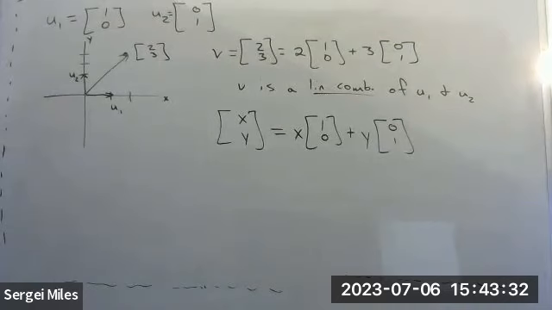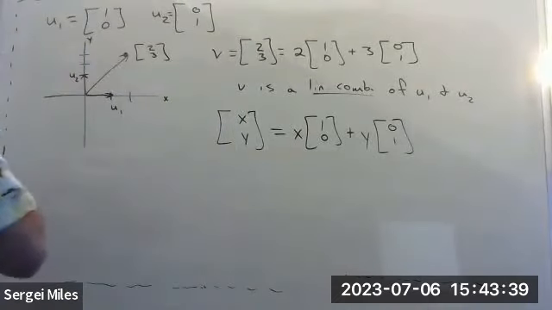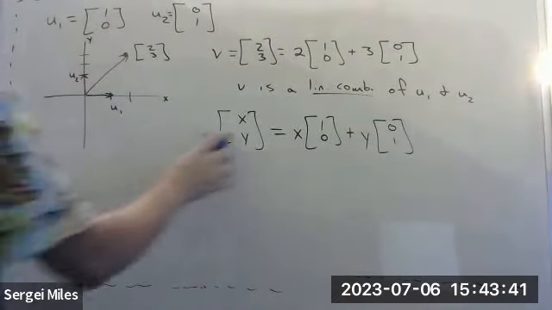Right. So I've given you an example of a vector which is a linear combination of other vectors. But what if we don't know if a vector is a combination yet? How do we find out if a vector is a linear combination? So let's look at that next.